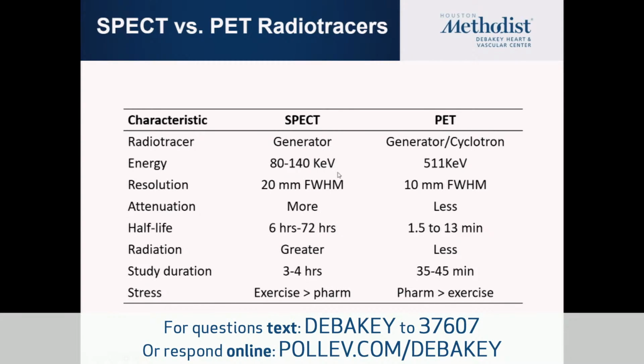the overall radiation is higher in SPECT. While here, even though we are using higher energy, we have a shorter half-life, so we end up with a lower radiation dose, and the study duration is shorter, almost 30 minutes with PET if you're doing perfusion, versus 3 to 4 hours with SPECT. And unfortunately with PET, as of now, we're still bound to pharmacologic stress compared to SPECT. We can use pharmacologic and exercise.